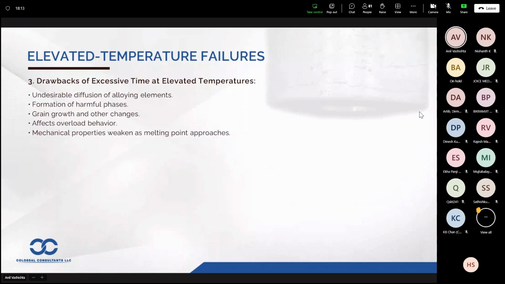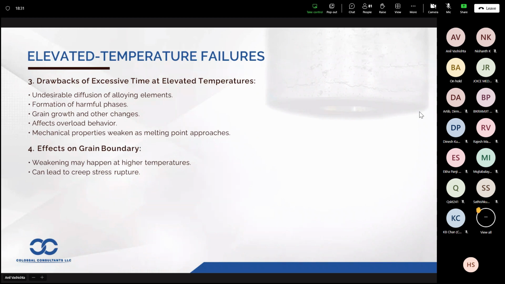The drawbacks of excessive time at elevated temperatures, they cause harmful phases. They cause the grain boundary precipitation, grain growth, overload failure, and mechanical properties are weakened as melting point approaches.